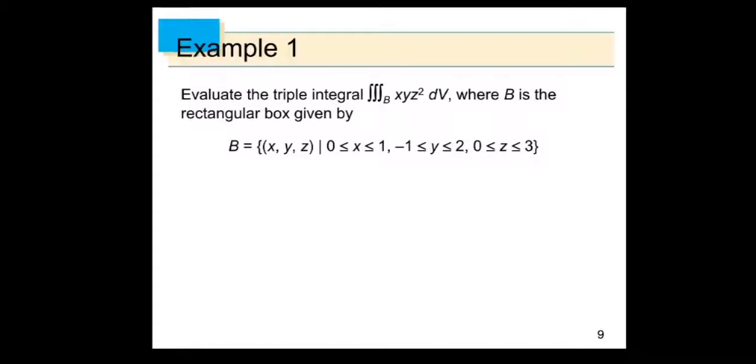Okay, now we just move to an example. It says: evaluate the triple integral over B of xyz² dV, where B is the rectangular box given by B = {(x, y, z) : 0 ≤ x ≤ 1, -1 ≤ y ≤ 2, 0 ≤ z ≤ 3}. So just give it a try.